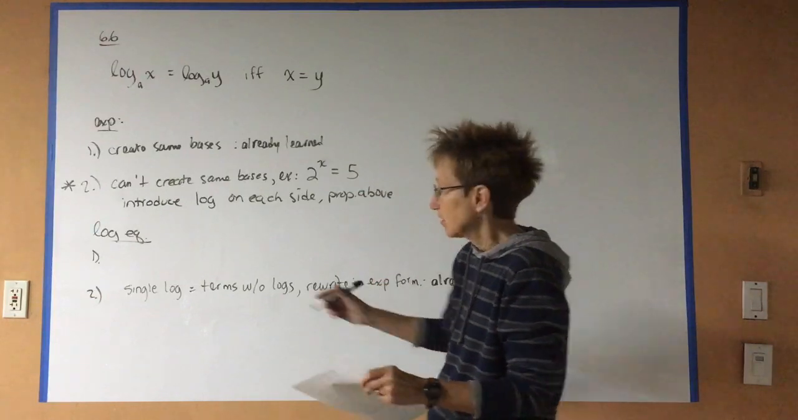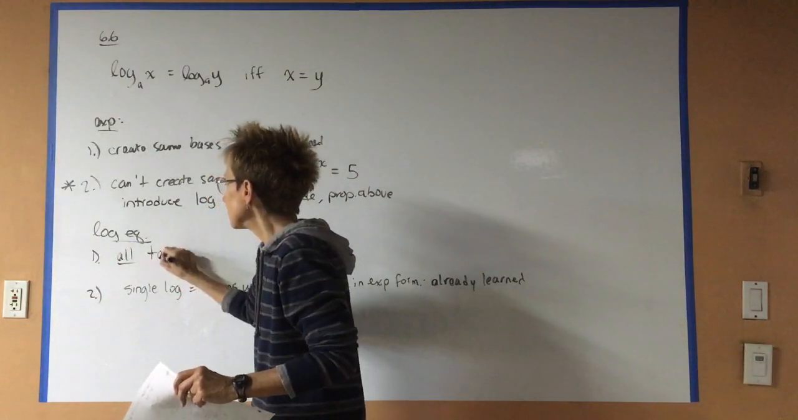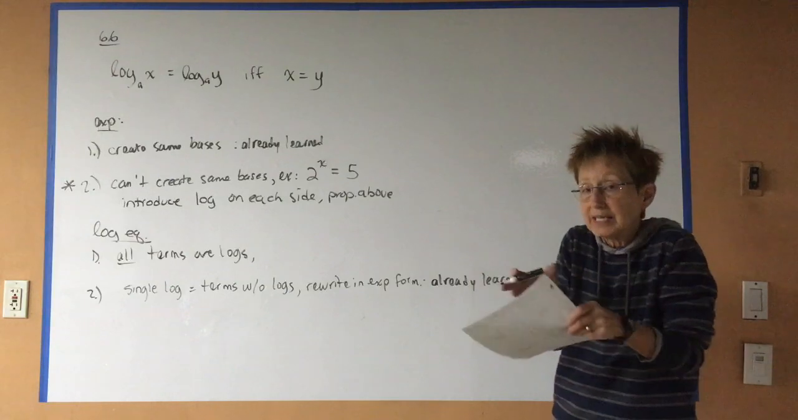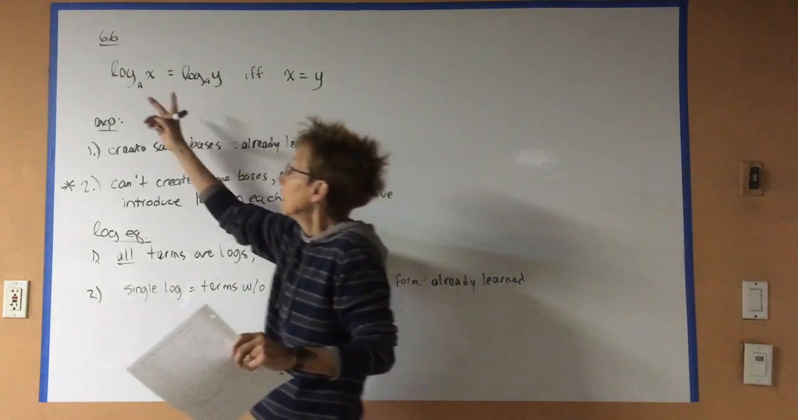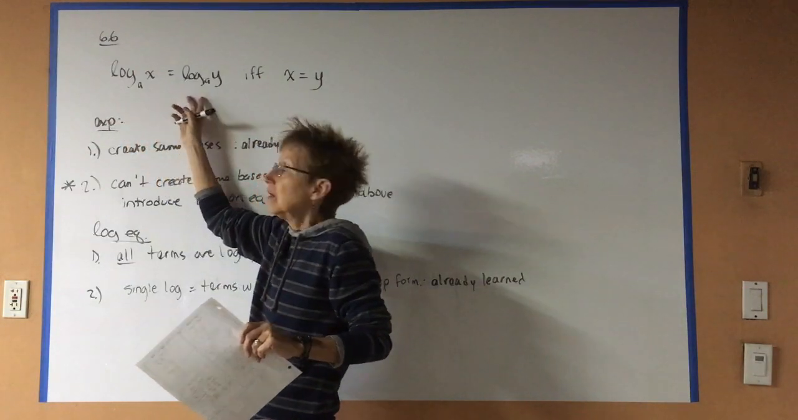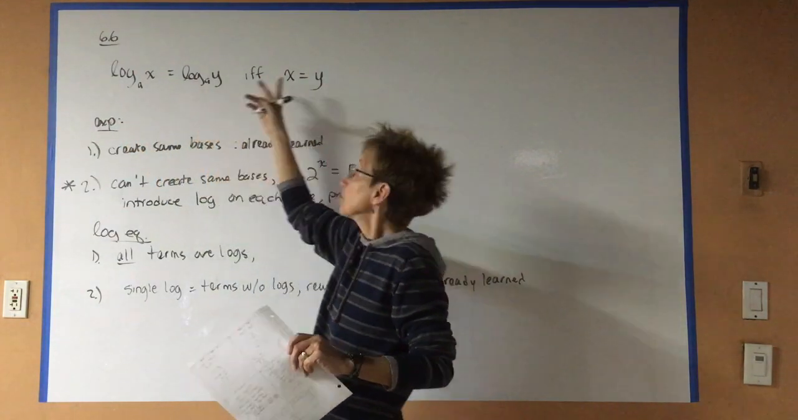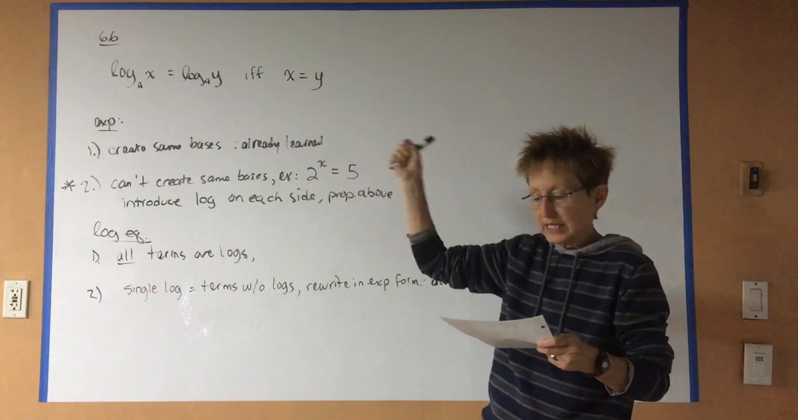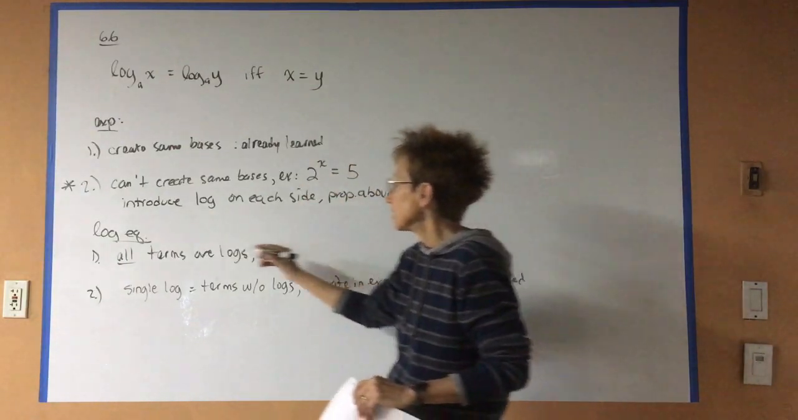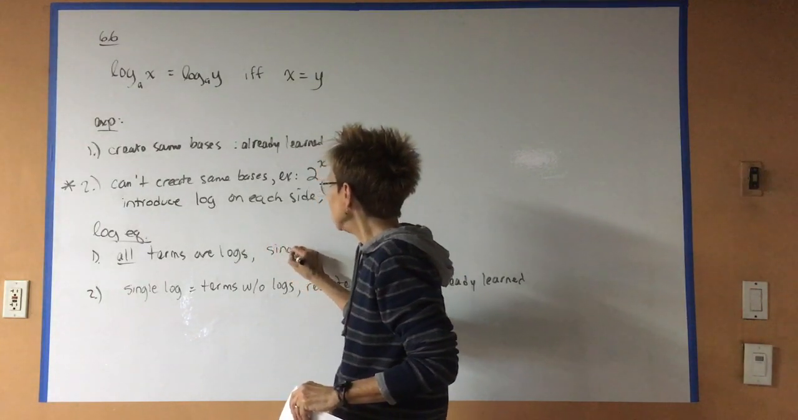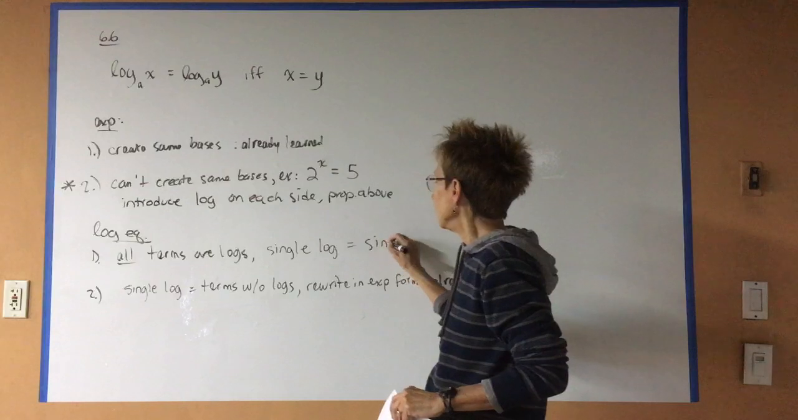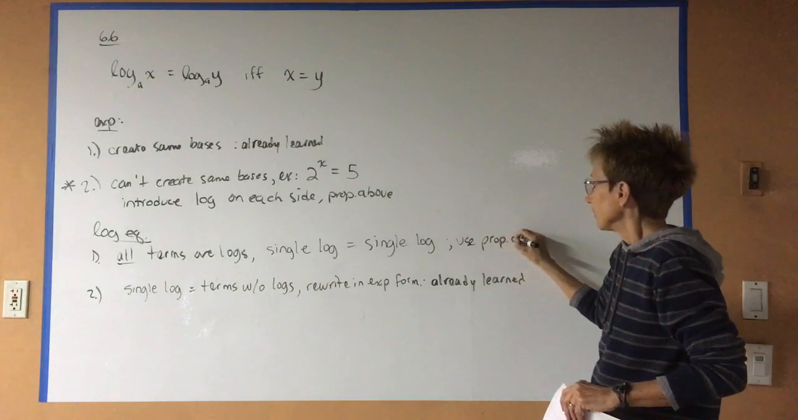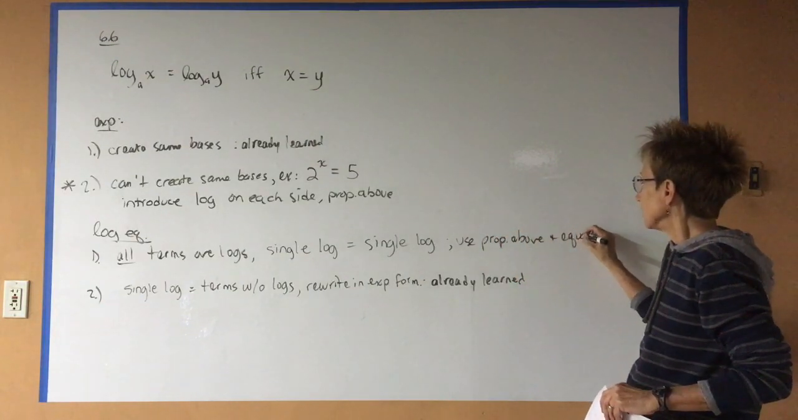So this is number 1. If all terms are logs, then what we can do is combine them, condense them, so we have a single log on the left side and a single log on the right side, and then I can use this property, drop the logs, and equate the arguments. So combine to get a single log on each side, drop the logs, and equate the arguments. All terms are logs, single, get it? So it's a single log equals a single log. Use the property above, and equate arguments and solve it.